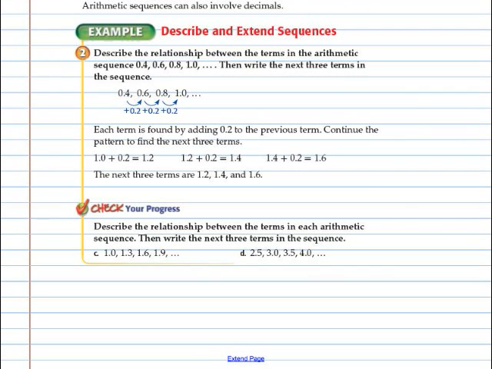Arithmetic sequences can also involve decimals. In our first example here, we have 4 tenths, 6 tenths, 8 tenths, 1. So we're adding 2 tenths to each previous term, as you can see here. So we continue that. 1 plus 2 tenths would be 1.2. 1.2 plus 2 tenths is 1.4. 1.4 plus 2 tenths is 1.6.